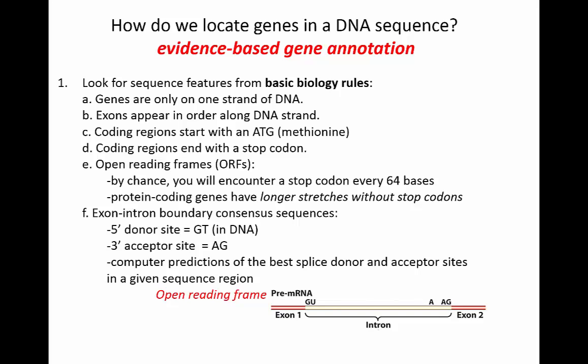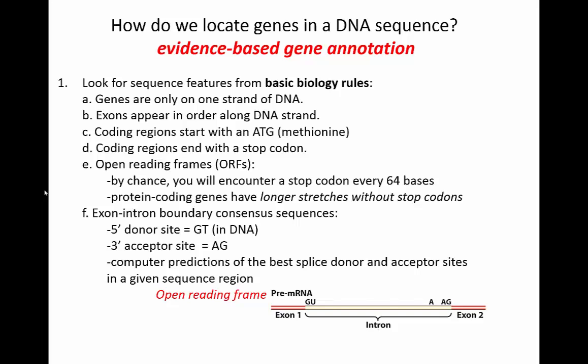First, I'd like to talk a bit about the basic biology rules that we need to follow when we are doing gene annotation. So some of these are pretty straightforward. Genes are only on one strand of the DNA. They're not going to switch between the two strands. Exons are going to appear in order along the DNA strands. Coding regions have to start with a methionine. They have to end with a stop codon. And there has to be an open reading frame. This term, open reading frame, means that you have a stretch that has no stop codons in the middle of it.